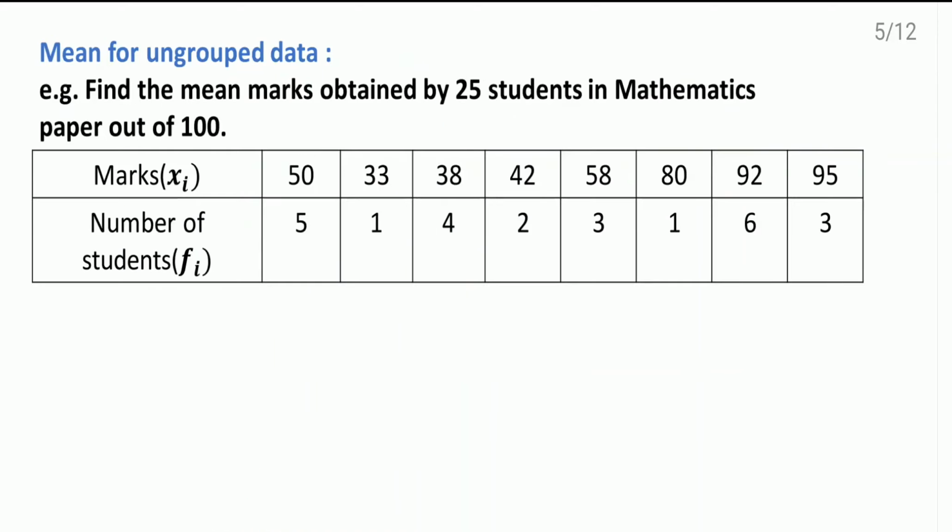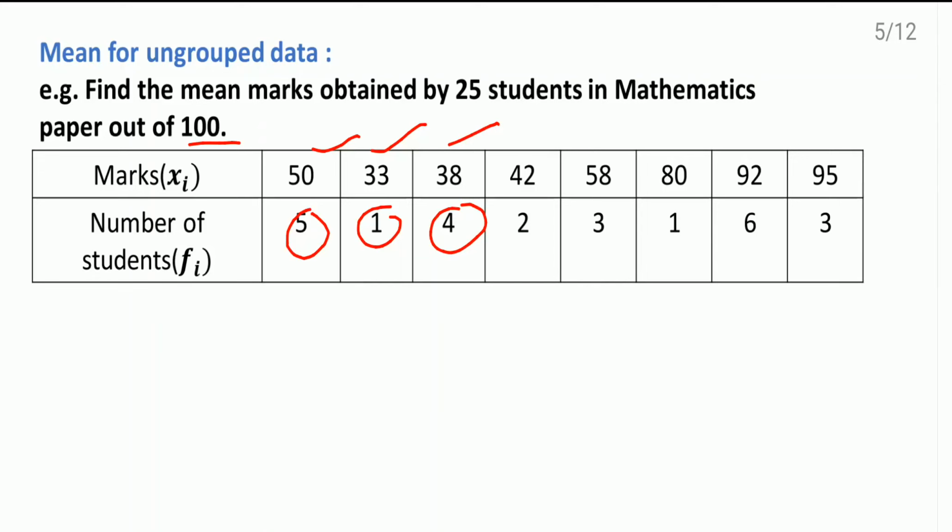Here, find the mean marks obtained by 25 students in a mathematics paper out of 100. So in the table, the information is given. Here see, 5 students got 50 marks each. That means there are 5 students in the class who got 50 marks each, right? Now one student got 33 marks, 4 students got 38 marks each, right? This way the information is given.